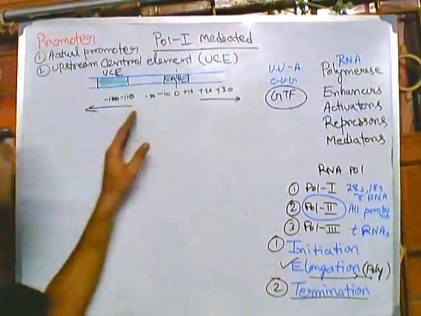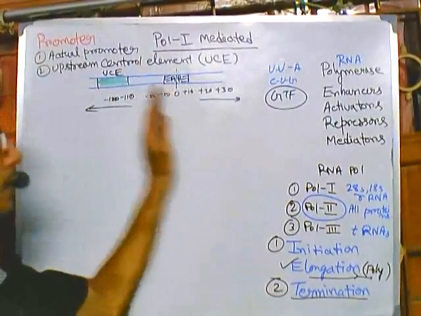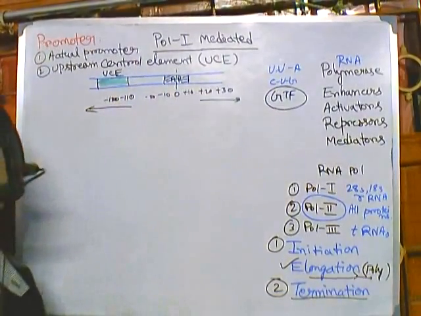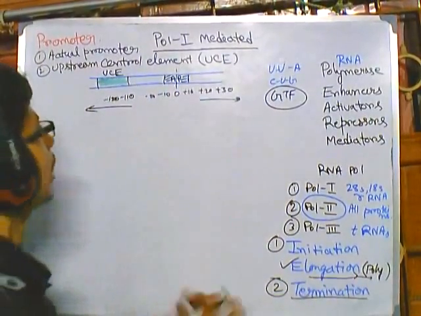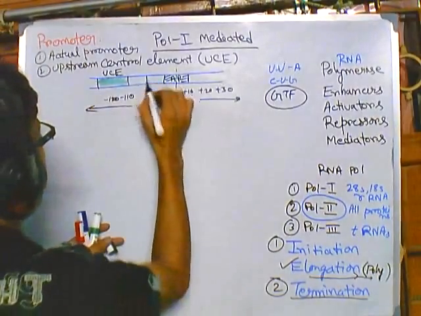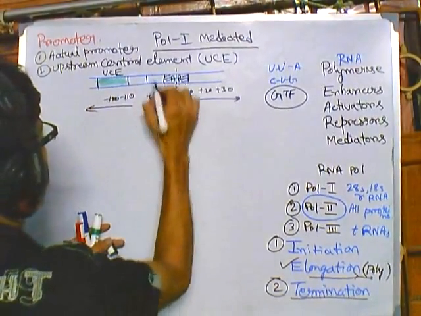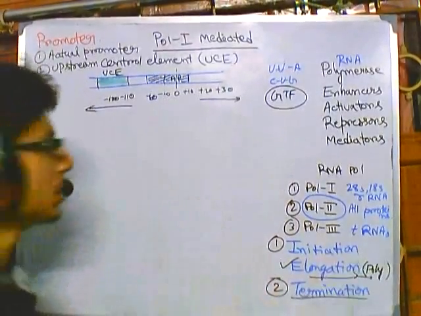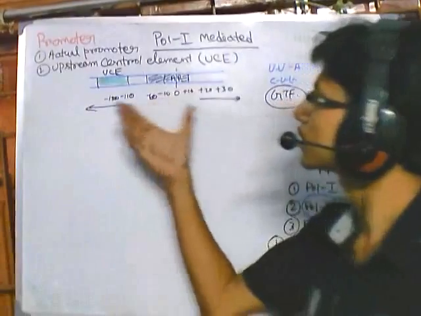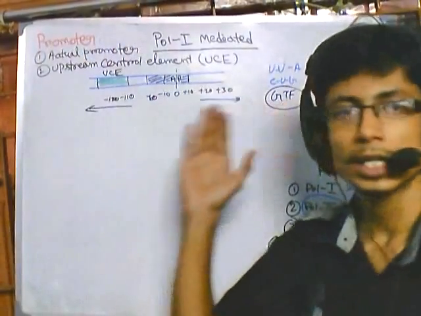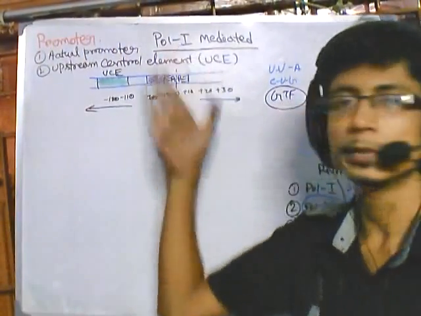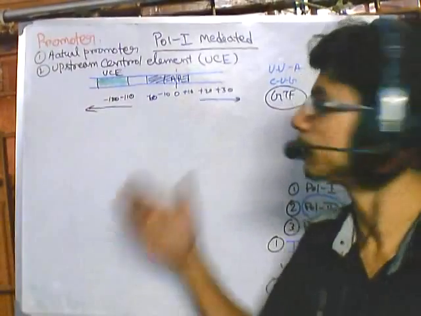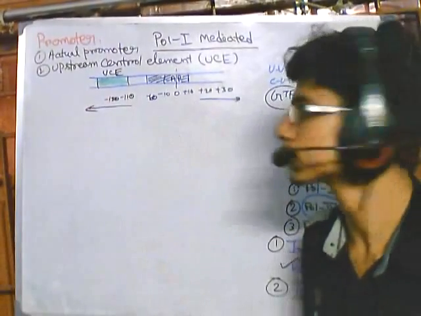So it consists of two parts, the actual promoter and the upstream control element. The actual promoter may come till, say, minus 60. This is the whole actual promoter. So it is a large sequence. What we are looking at here is the promoter region for this DNA for the RNA polymerase I mediated transcription process.